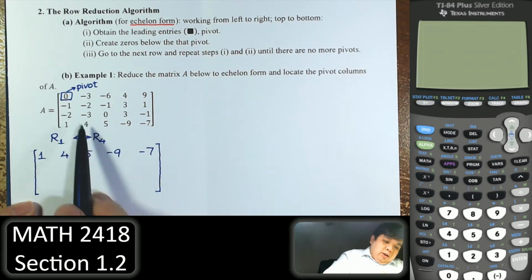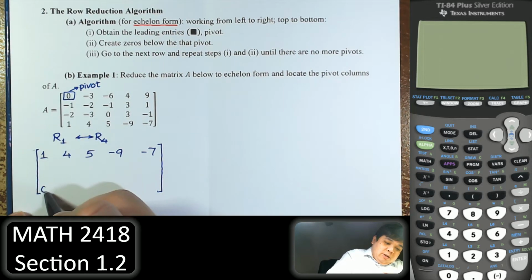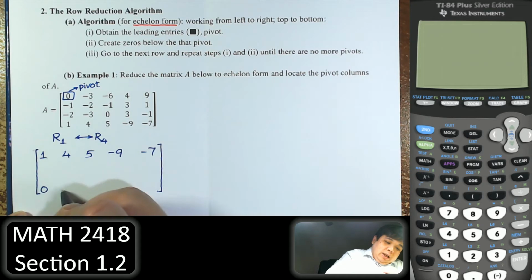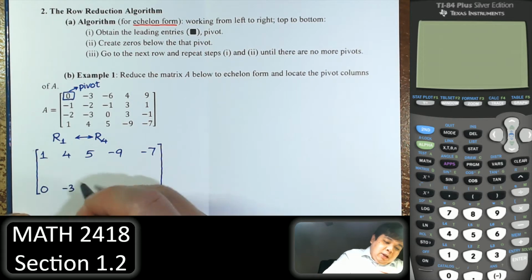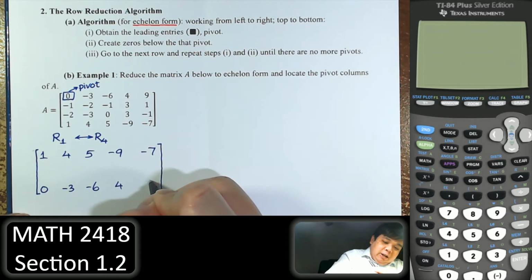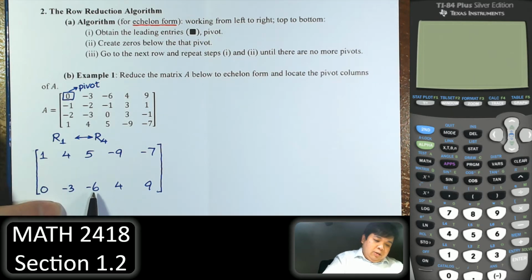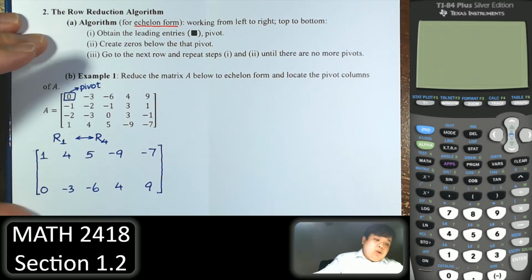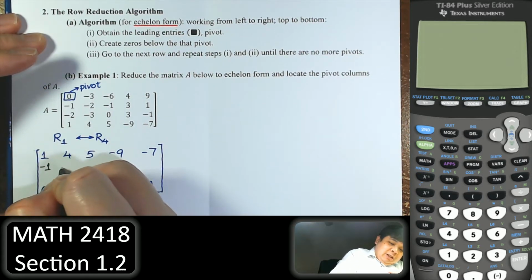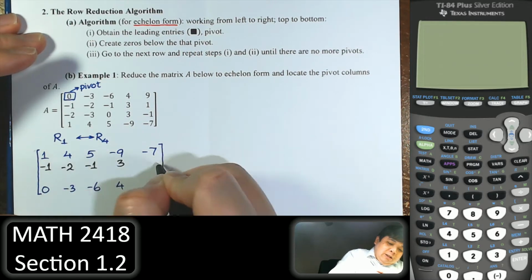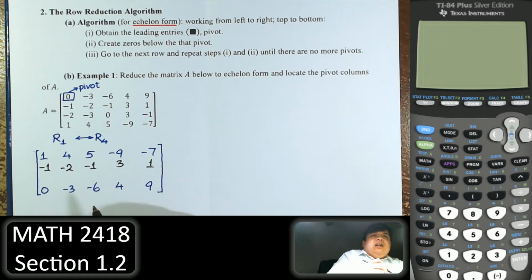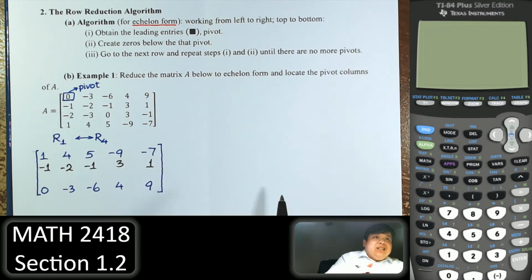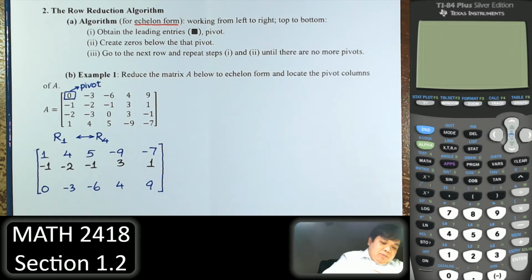And then row 4 becomes row 1, so I have 0, -3, -6, 4, and 9, right? And then rows 2 and 3 will stay the same. And then you say, does it have to be an augmented matrix? It doesn't matter. It could be any matrix, so we don't even need to. This doesn't have to be an augmented matrix. It could be anyone, right?